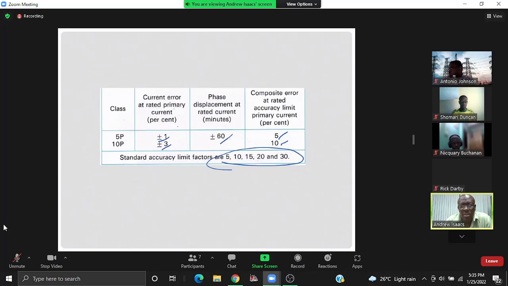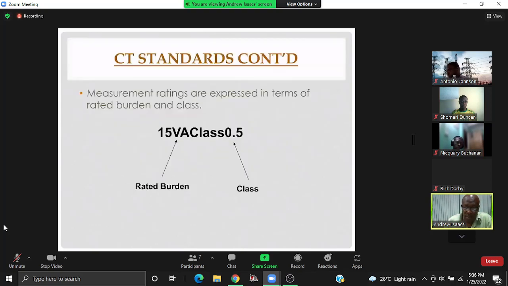So having said all of that, what we now need to look at is how do we identify these CTs. So for your measuring CTs, you have a CT, 15 VA, class 0.5. So you know that the rated burden is 15 volt amperes, and the class is 0.5. So that's what you'd see on the CT.